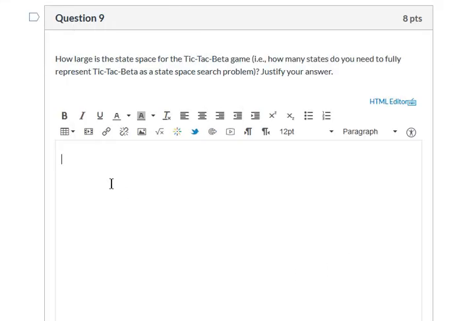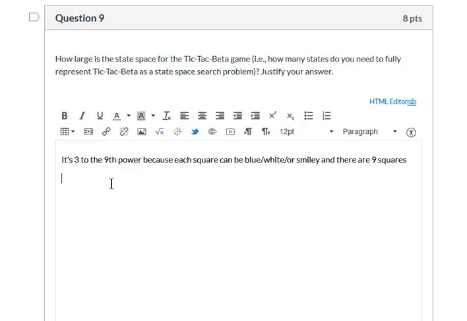So how large is the state space? It's just how you thought about it. You could say it's 3 to the 9th power because each square can be blue, white, or smiley, and there are 9 squares. And that would have been fine. I would give you full credit for that.